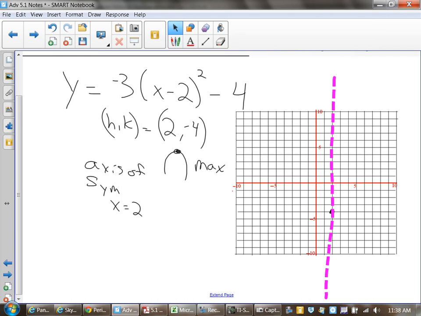Wait, why is it dotted? Because it's really not there. Your axes of symmetry are really not part of the function. They're not part of the quadratic part here. They're just there to help us graph.